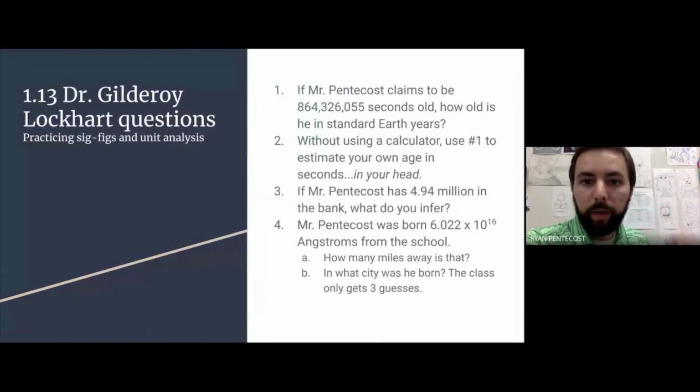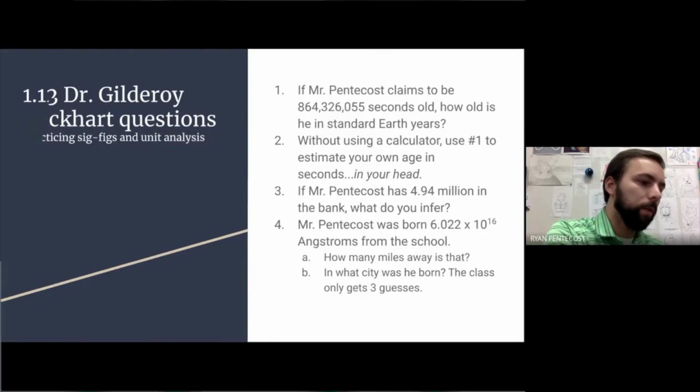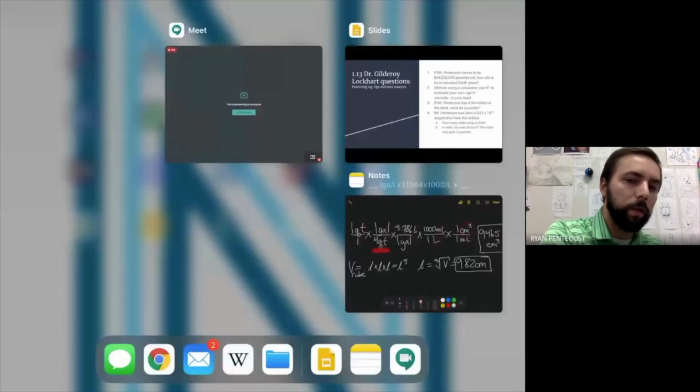So, for example, if Mr. Pentecost claims to be 864,326,055 seconds old, how old is he in standard Earth years? So, let's go and figure this out in the notes.